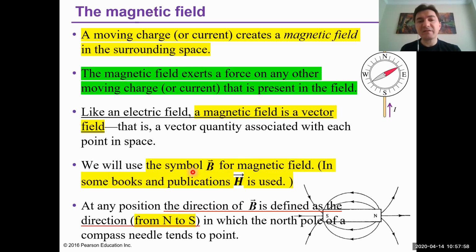Actually, there is a small difference between B and H, but I will not go into detail, otherwise you will mix them up. It is not necessary. So just consider that we will use B for the magnetic field.